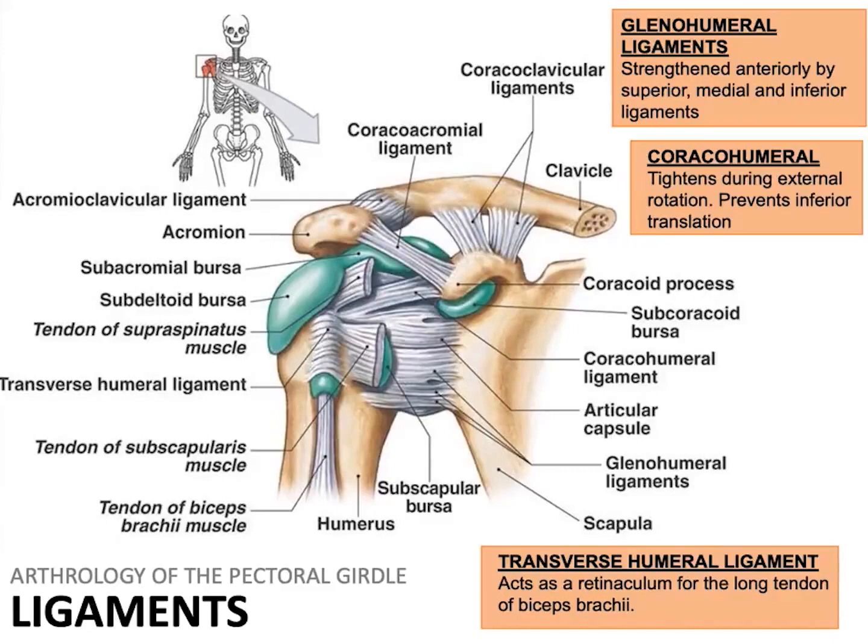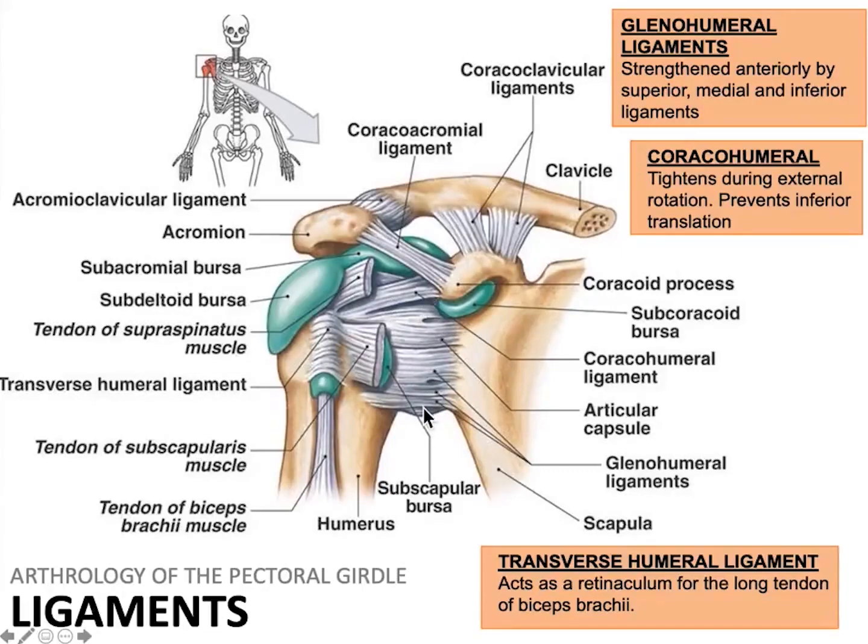So together with our coracohumeral ligaments, these are going to act as important stabilizers in an inferior direction in order to help to keep the humeral head suspended. We can also see in general this is going to help to strengthen the capsule or the joint, and if we had to name these, we'd have our superior, medial, and inferior glenohumeral ligaments.